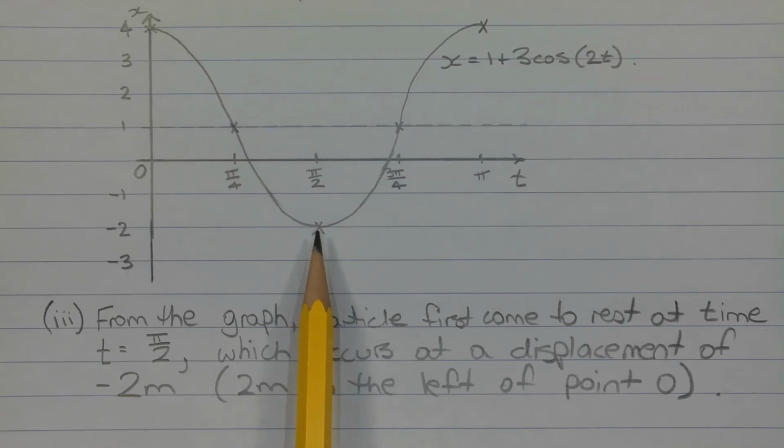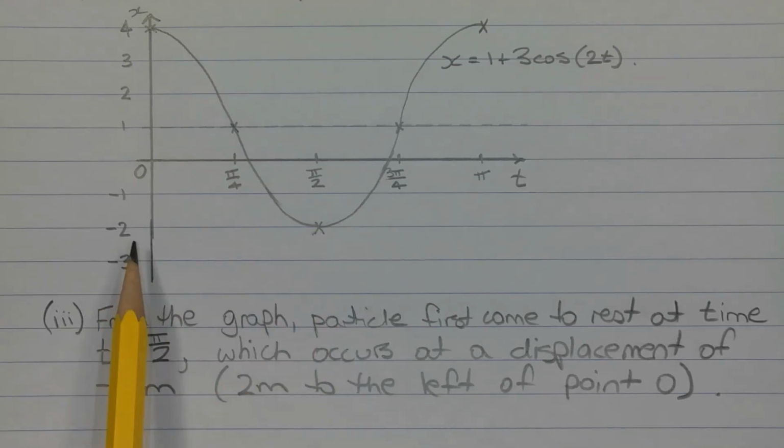And again, from the graph, the displacement of the particle is negative 2 meters, which we interpret as 2 meters to the left of point O.